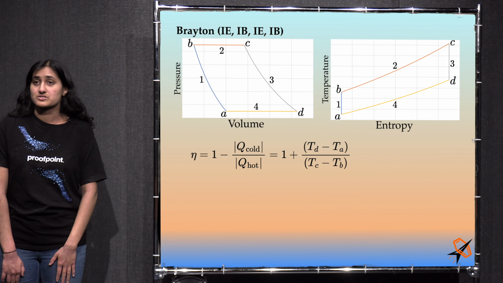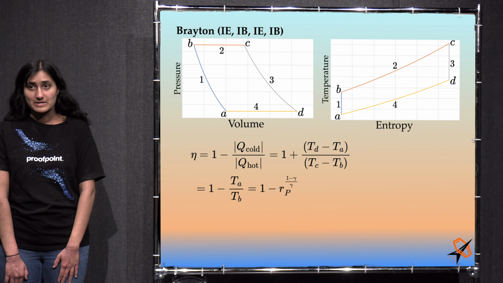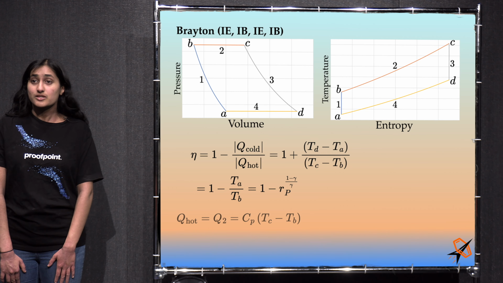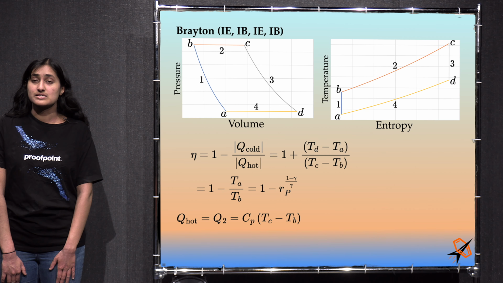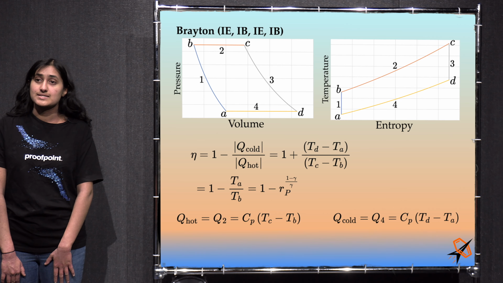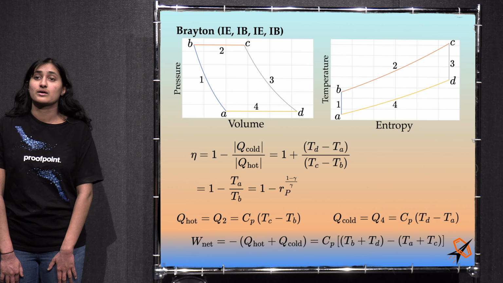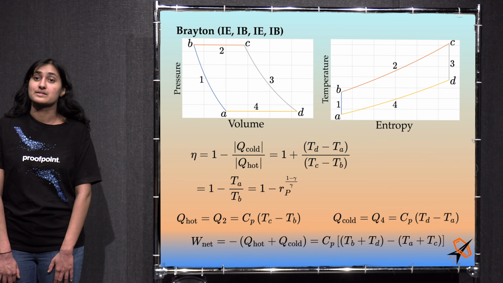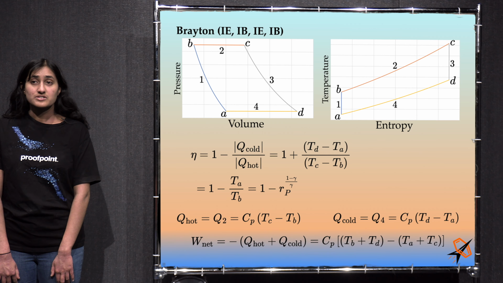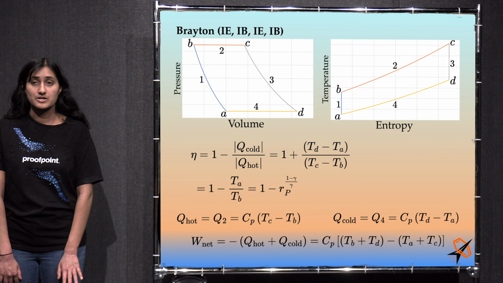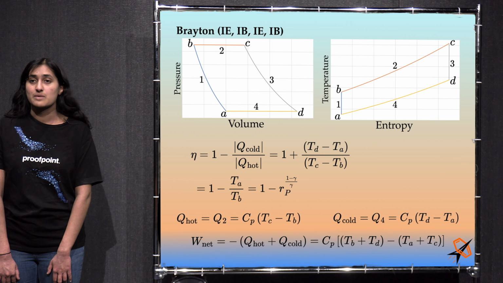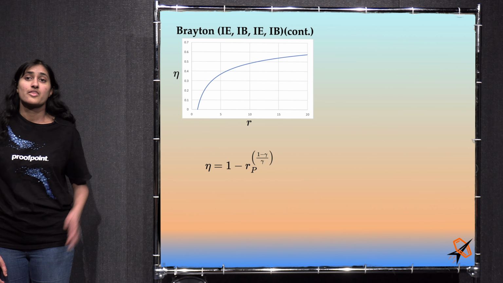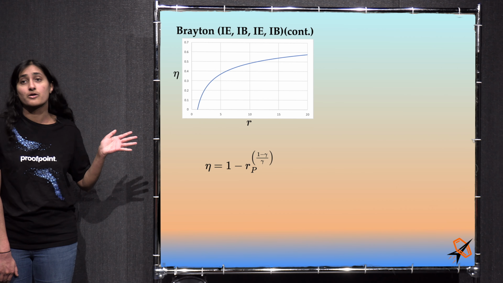The expression for eta hasn't changed, except for those pesky absolute value signs that keep appearing and disappearing. Q hot is Cp (Tc minus Tb), and Q cold is Cp (Td minus Ta), giving a net work of Cp (Tb plus Td minus Ta plus Tc), and an efficiency of 1 minus the pressure, not compression, ratio, to the (1 minus gamma) over gamma power. The terms of eta with RP are the same as for the Carnot engine.